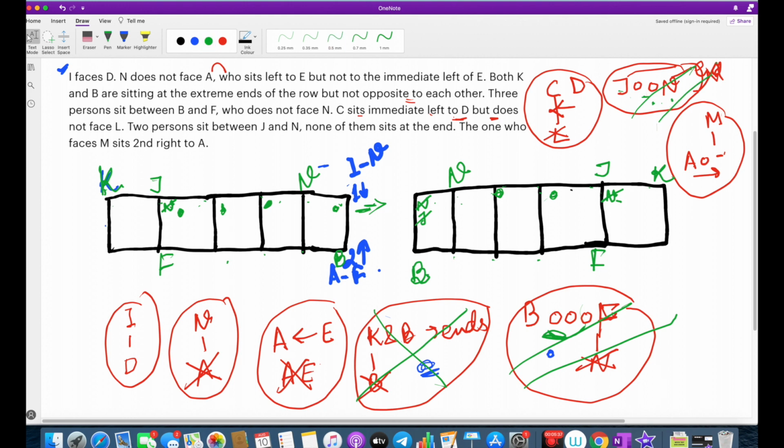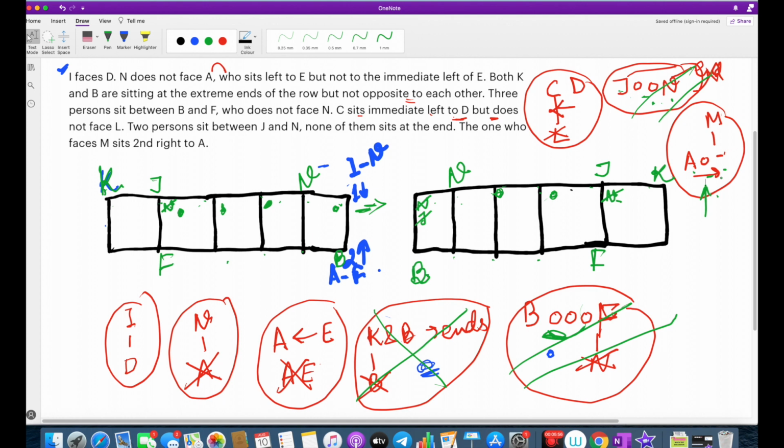Now let's consider the fourth condition. Which condition to consider? Let's consider this one. One who faces M sits second to the right of A.